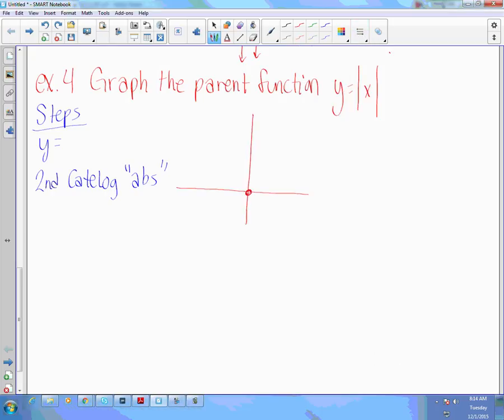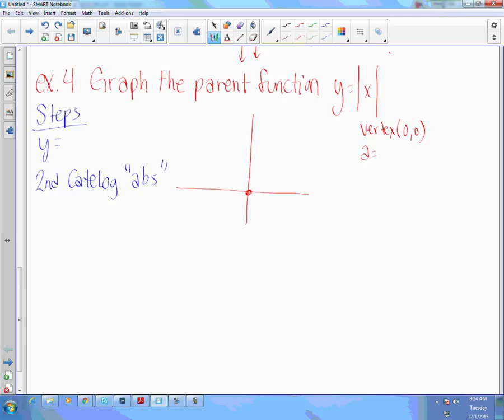The vertex is at 0, 0, because nothing is being added to the x inside the absolute value, so the number is 0. Is there anything after the absolute value? No, so it's 0. So our vertex is 0, 0.